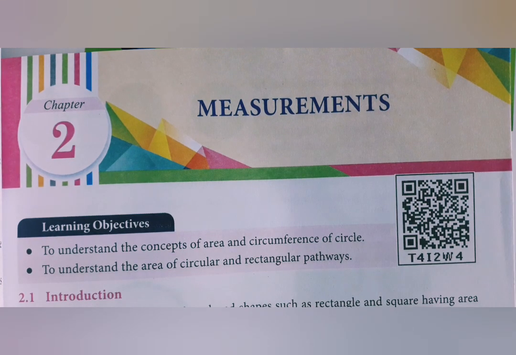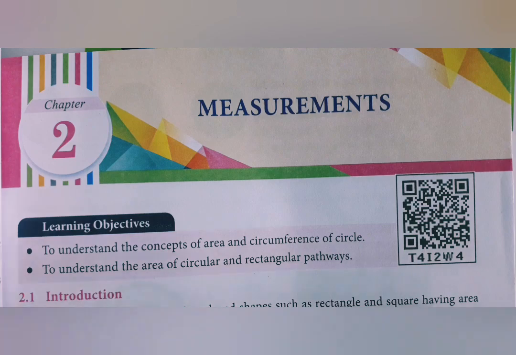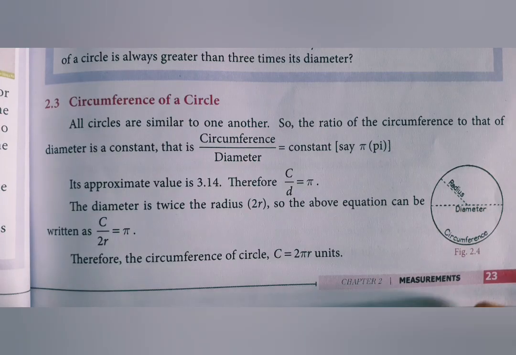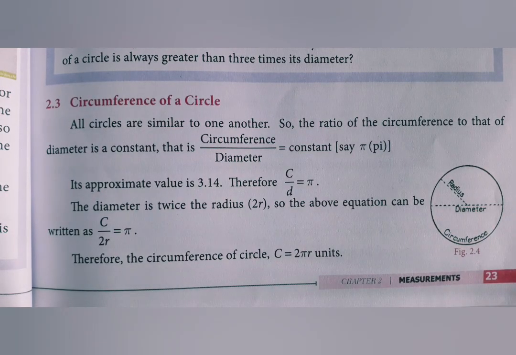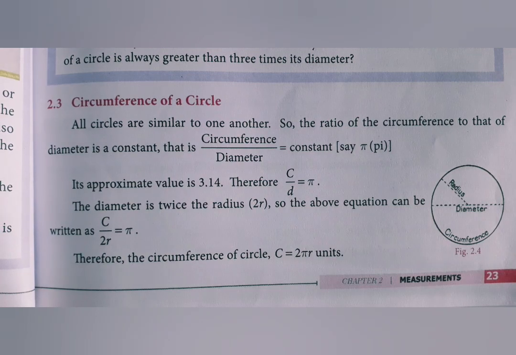In this chapter we are going to learn two concepts, which are about the circular and rectangular pathways, and we are going to discuss the area and circumference of the circle. In this video we are going to discuss the circumference of a circle.